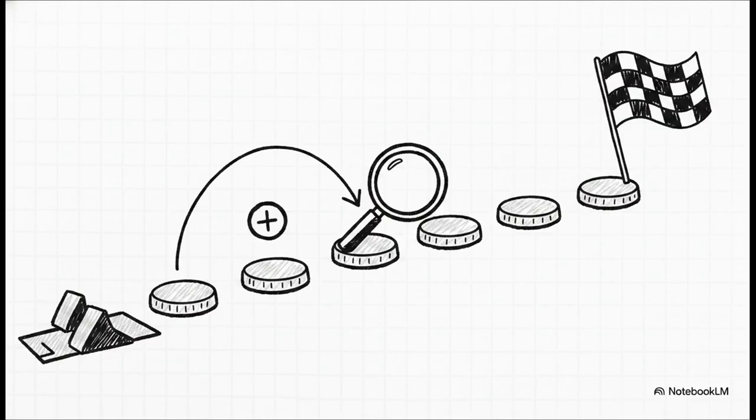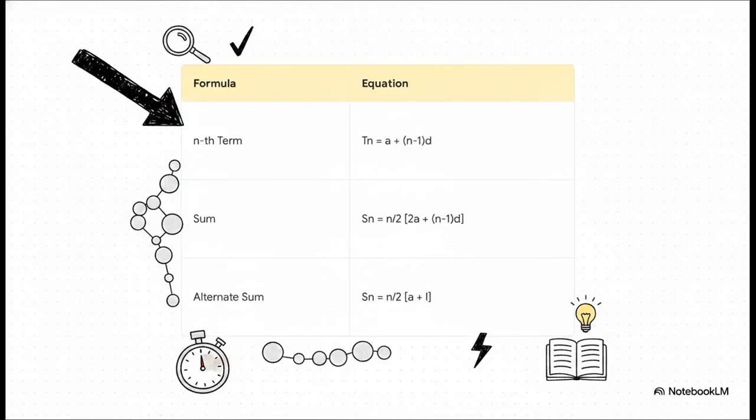This is the constant value you add to get the next term, and you find it simply by taking the second term and subtracting the first. We also have N for the number of terms, and sometimes L for the last term. Nail these down and the math basically does itself. You're going to want to memorize these formulas. They are your ultimate toolkit for arithmetic sequences.